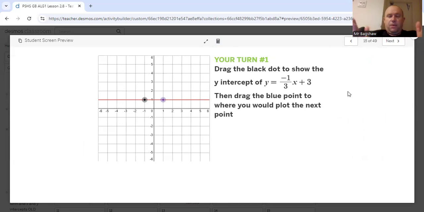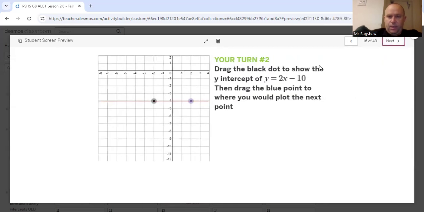Your turn. You might want to pause the video and try some of these. I'm just going to work through if you just want to watch. So -1/3 x plus 3. It says drag the black dot to the y-intercept, so that would be the number without the x. And then as this is a fraction, I can just do the counting straight away. So from the y-intercept, I go down 1 and then across 3. And you can see that I have this answer correct.